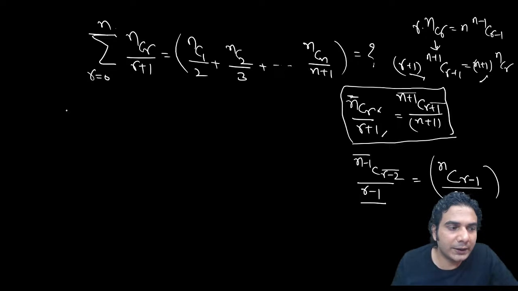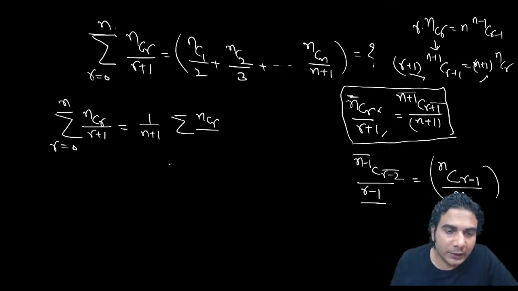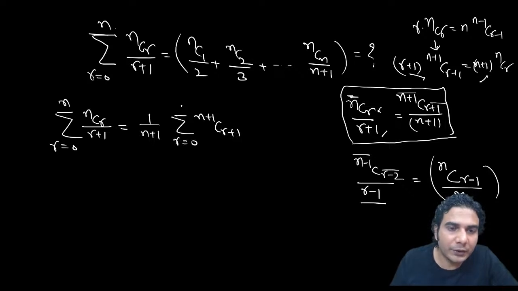Okay, so let's use it and write the answer. Sigma of nCR upon R+1, R from 0 to n. If you apply this formula, you'll get the result immediately. So it is going to be 1 upon n+1 in sigma of (n+1)C(R+1), R is starting from 0 to n.